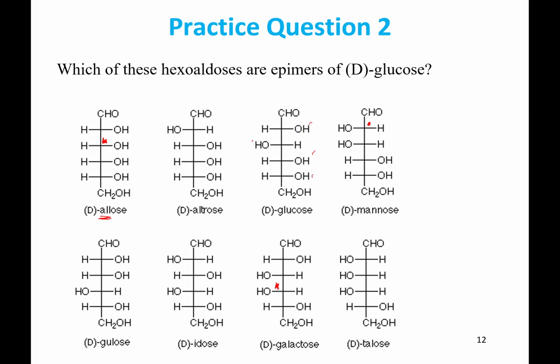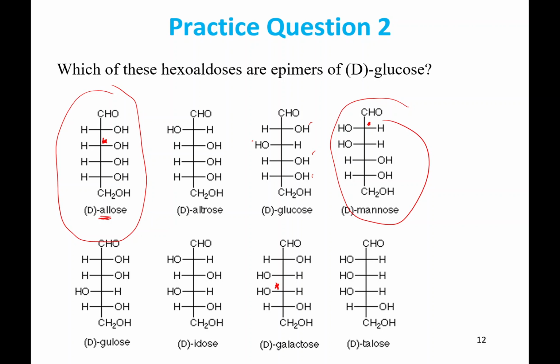And talose, we have left, left, left, right. And so that differs at 2 carbons, so that is not an epimer. So the epimers, long story short, are allose, mannose, and galactose.